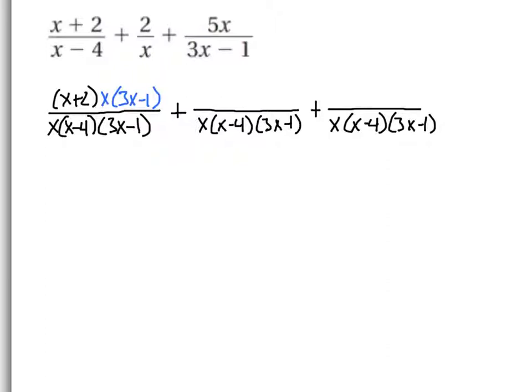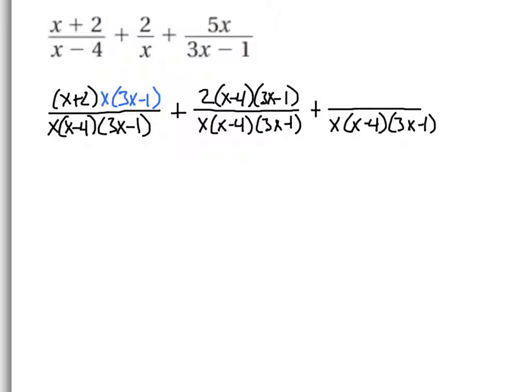Looking at the next fraction, we started with just an x on the bottom, and we then multiplied by our 2 binomials, x minus 4 and 3x minus 1. So on top, we have the 2 that was already there, but we also then need to multiply by x minus 4 and 3x minus 1. So there we've multiplied top and bottom of that fraction by that to give our common denominator.